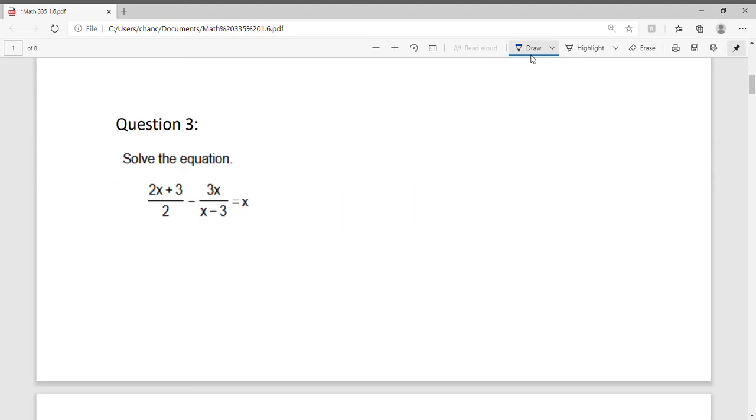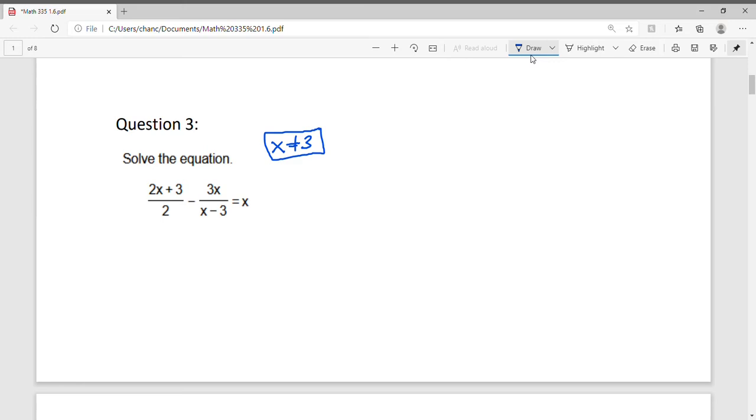Question 3, let's actually solve an equation. We have 2x plus 3 over 2 minus 3x over x minus 3 equals x. Now I know that x cannot be equal to 3. The reason we know that is the denominator. If I set x minus 3 equal to 0, I would have x equals 3. Now you cannot divide by 0, so we have to exclude x equals 3.